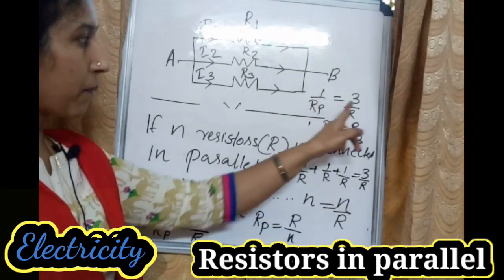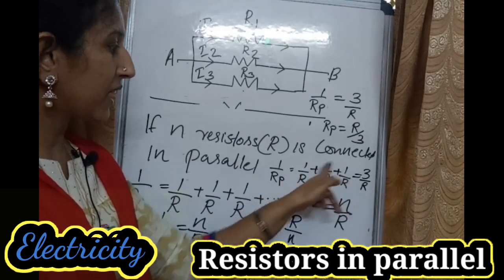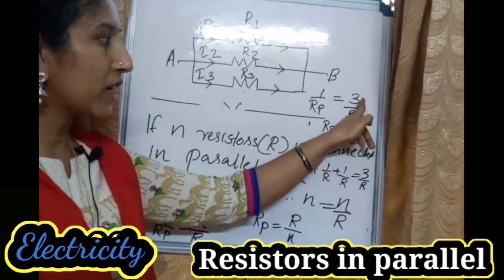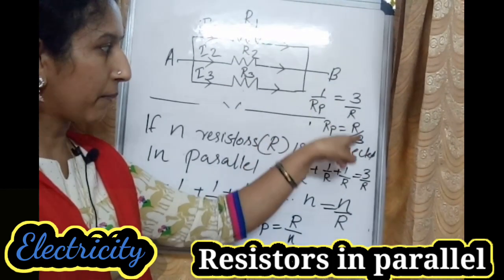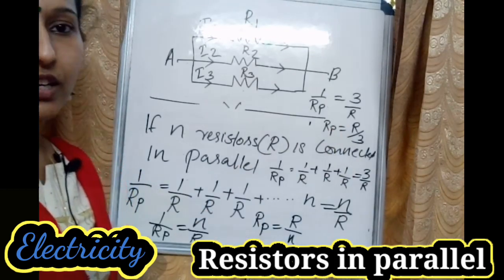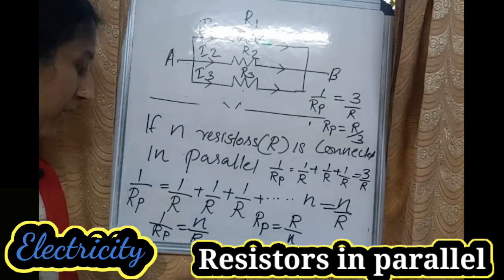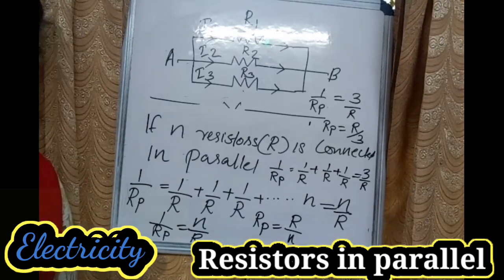Okay. So 1/Rp equals 1 plus 1, 2, 2 plus 1, 3, then R. So 3/R. So if you want to find Rp, take the reciprocal. So R/3. Okay. So if n resistors are connected in parallel, then the total resistance 1/Rp equals n/R, and Rp equals R/n.